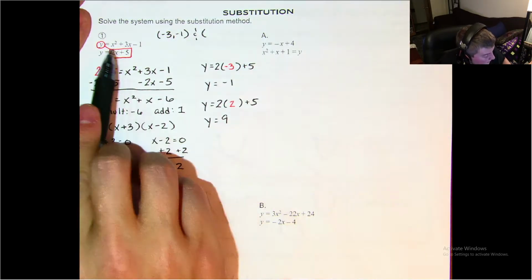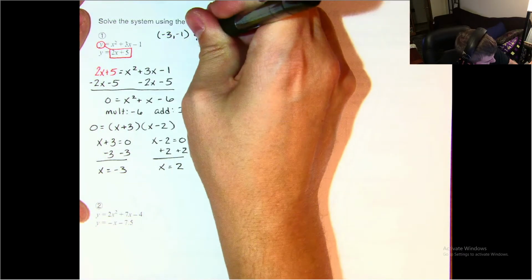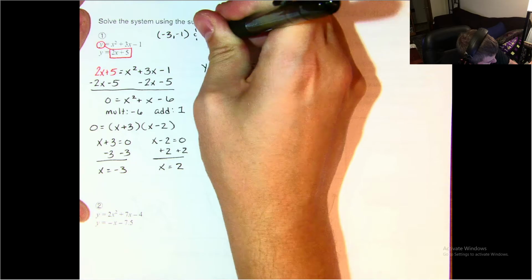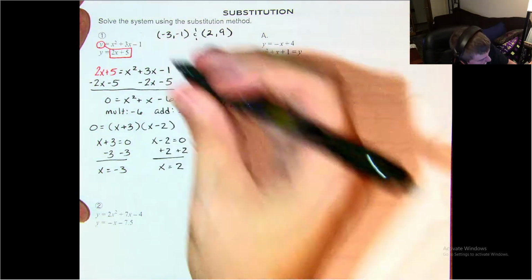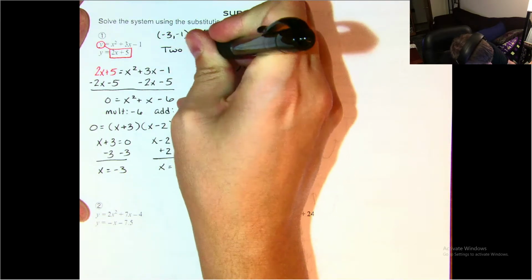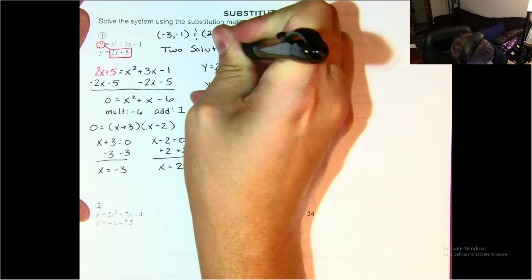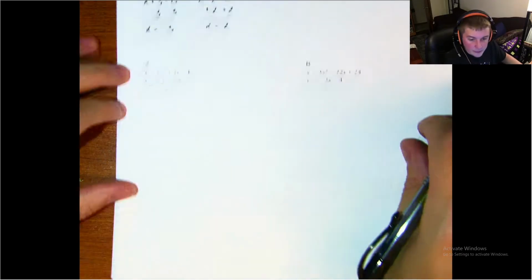So we're going to have a parabola, and then we're going to have a straight line, and they're going to cross at the ordered pairs -3, -1, and 2, 9, meaning we have 2 solutions. Okay. And that's just the substitution method right there. Okay, let's move on to number 2.